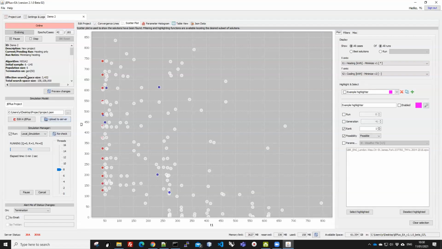Now, think about the parameters we have. We have orientation, we have a heating set point, and we have a cooling set point. Those are the only 3 parameters we are considering in this case. So can you guess what the values are in those so-called optimal cases? Can anyone give me an answer? Give me a guess.